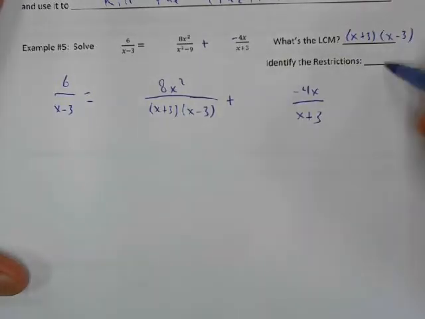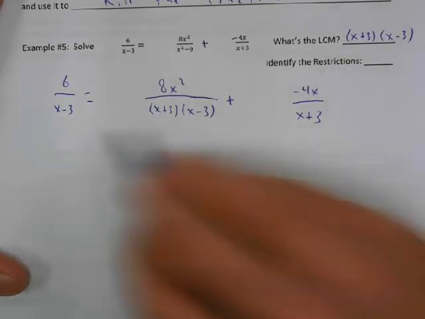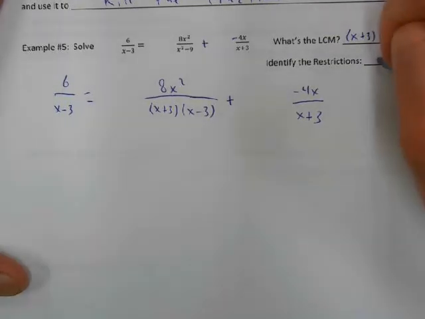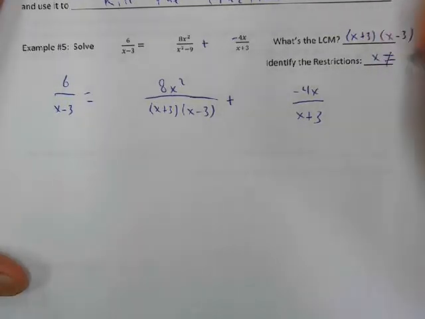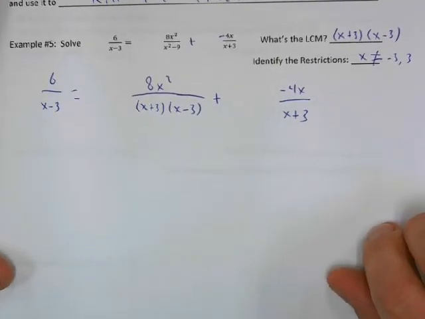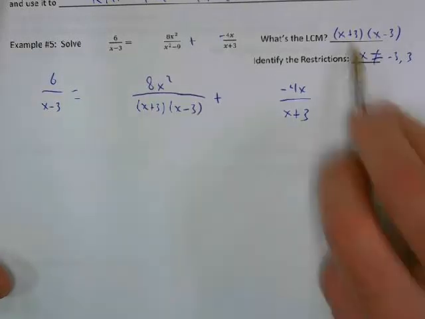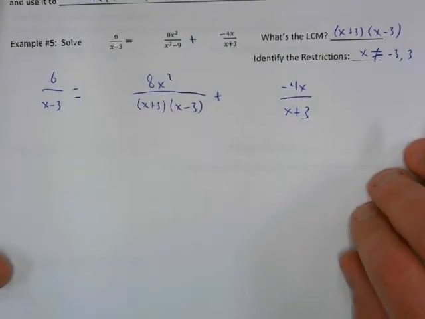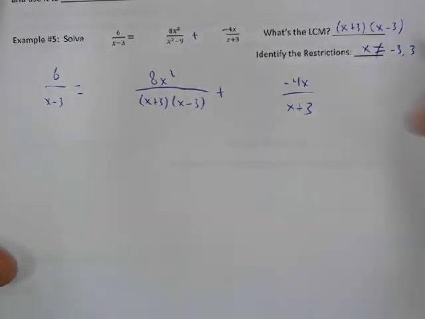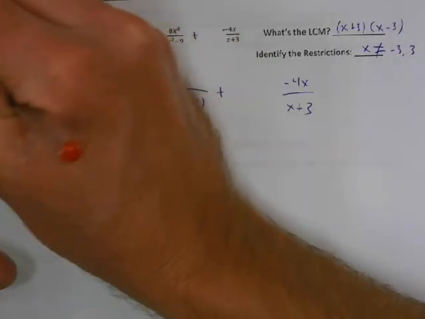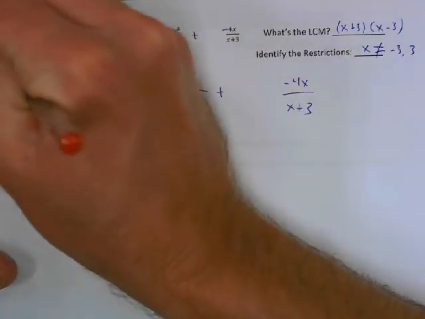Then identify the restrictions. That's something we want to look out for. In other words, what can x not be at the end of the problem? Well, it can't be -3 and it can't be +3. So x is not equal to -3 or 3. We have to keep that in mind. All right, now we can start solving. We want to multiply everything by the LCM. These problems do have a lot of writing, but hopefully they're not too complicated. We want to multiply by x plus 3 times x minus 3.